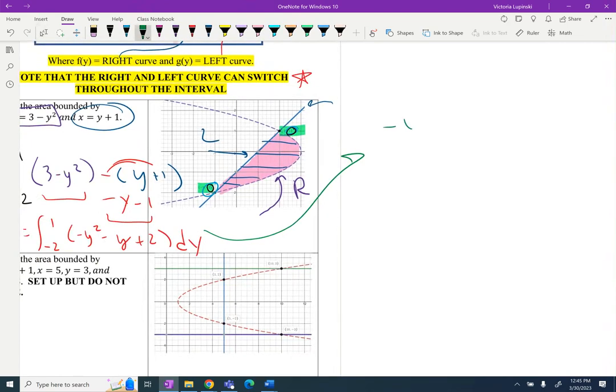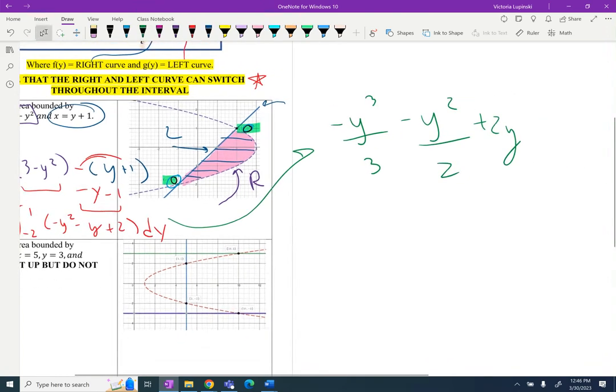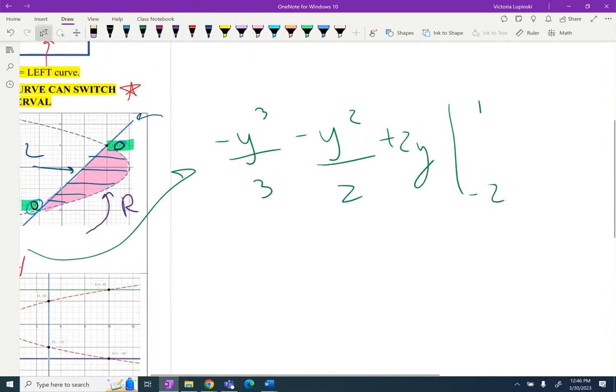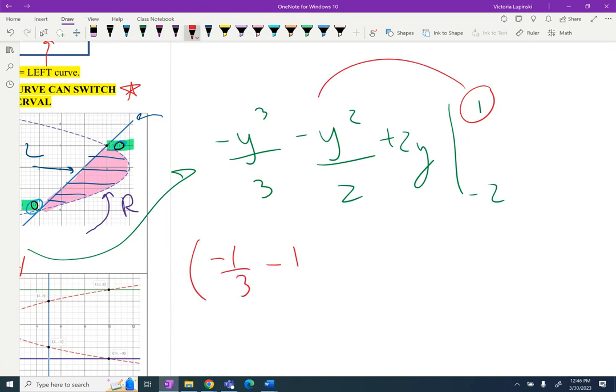-y cubed over 3 minus y squared over 2 plus 2y. Remember, you're then going to evaluate this from -2 to 1. Which number do I plug in first? Top 1. So everywhere there's a y, put a 1. That's going to give me -1/3 minus 1/2 plus 2.